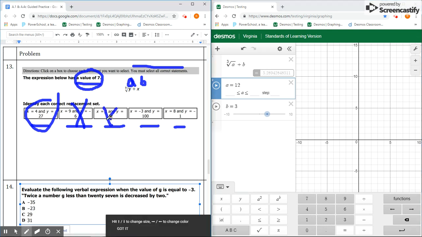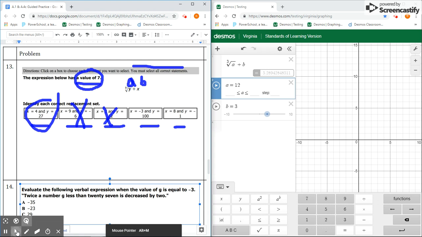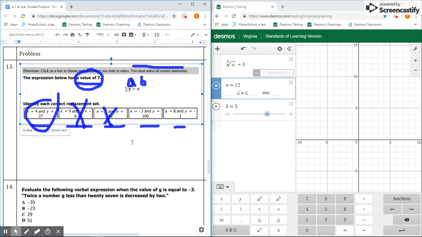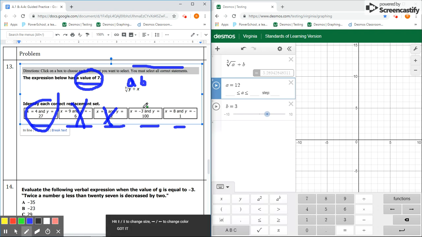All right. I'm going to ask you to pause the video and try the last 2. See if we get 7 as our value. Okay, you should have tried the last 2. If you tried the last 2, you would see that x equals -3 and y equals 100 does not work. It does not give us the value of 7. But when we plug in 8 for x and -1 for y, that does work. That does give us the value of 7.